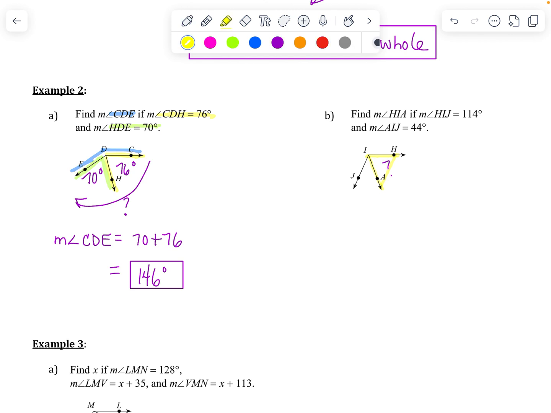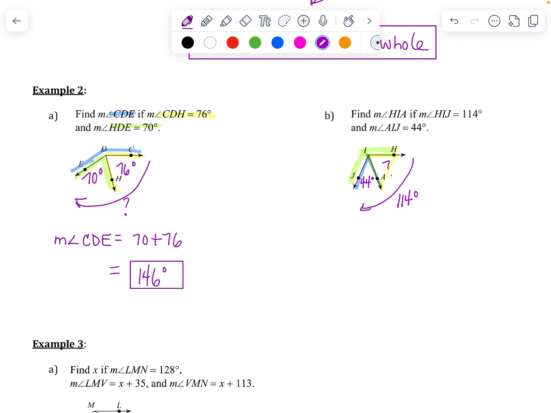What else have they given us? They've also told us that HIJ, again, put your pencil on the H, go to the I, and then finish at the J. That big outside angle they're telling us is 114. Again, I have a habit of labeling it out here, but if you prefer it there, that's fine. But I'm going to leave it where I usually do it. And then AIJ, A to I to J, put your pencil on A, go to I, and then go to J. That one is 44 degrees. So that blue angle is 44 degrees.